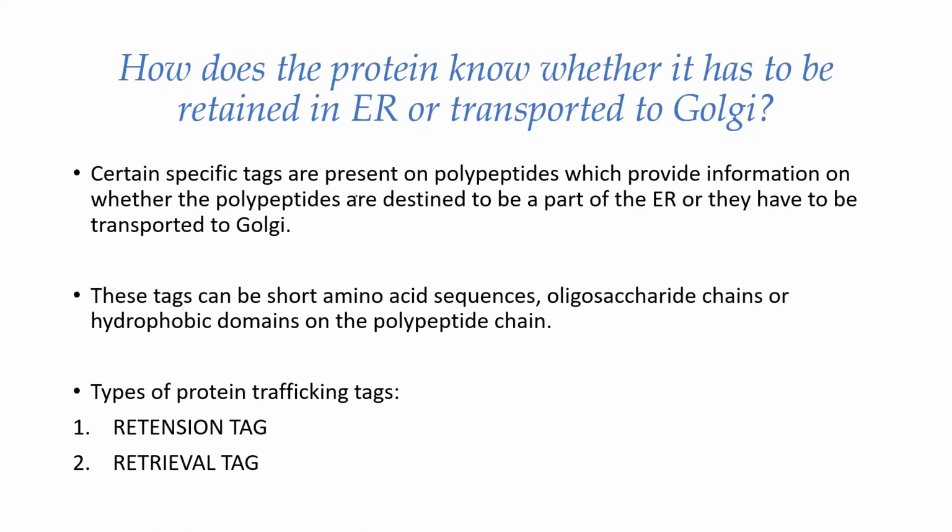So there are certain specific tags that are present on the polypeptides which provide information on whether the polypeptides are destined to be a part of the ER or they have to be transported to the Golgi network. These tags can be short amino acid sequences, or they can be oligosaccharide chains, single carbohydrate moieties, or hydrophobic domains on the polypeptide chain. There are two types of such tags. One is called the retention tag and the other is called the retrieval tag.